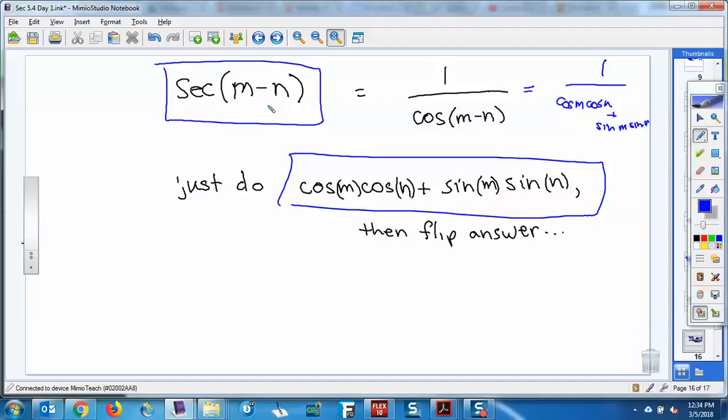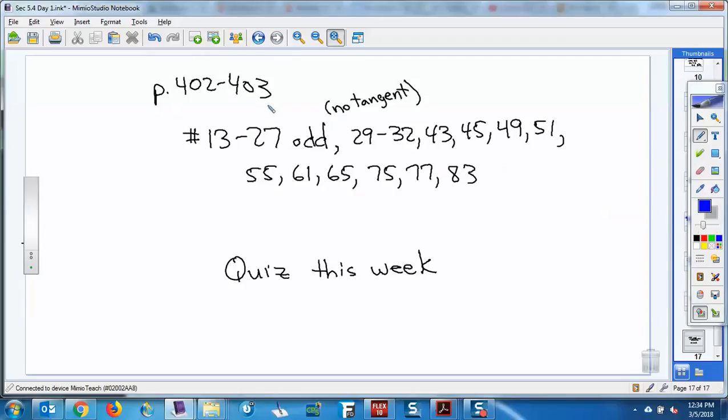So if you see secant or cosecant, do sine or cosine, whichever one it goes with, and then just flip it. Okay. All right, and like I said, if you see a tangent one, then look it up and you can do it. But I don't think there's any of those. We're going to skip those.